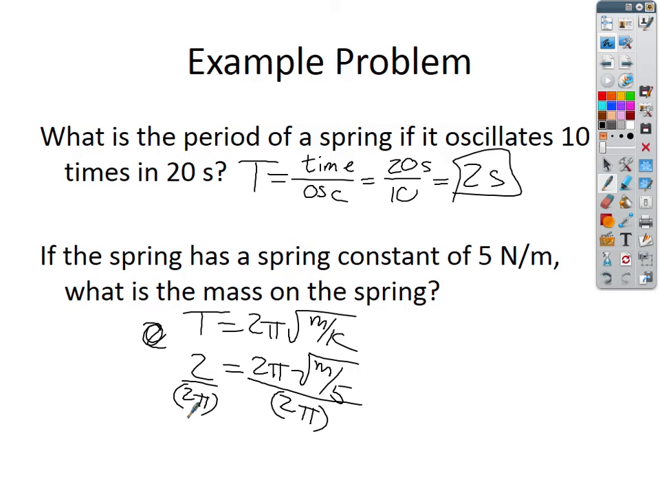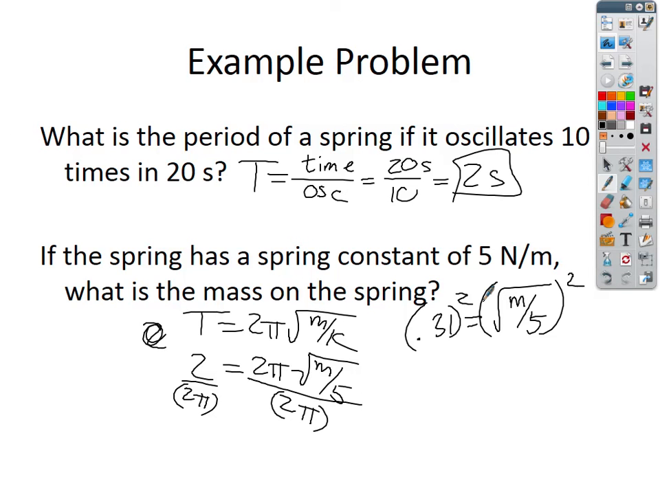So if I do this correctly, I'll go ahead and do this step by step. 2 divided by 2 divided by pi. I get 0.31 equals the square root of m over 5. Now I need to get the m, which is underneath the square root. What do I do? I square both sides. And that's the other thing. Always divide out that 2 pi first and then square. If you don't, most people forget to square the 2 pi. And that's just a lot of work anyway.